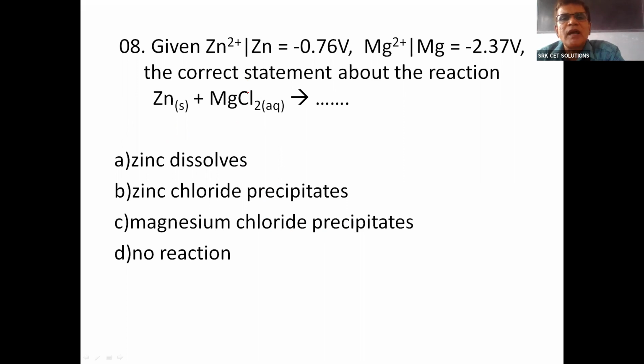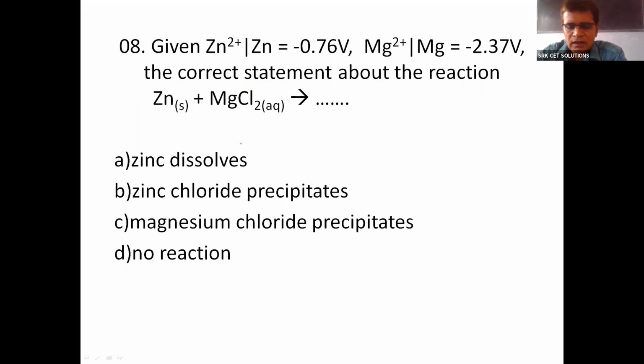Compare the SRP values. The least SRP, the least standard reduction potential, means the tendency for reduction is very less. Mg becoming Mg+2 has more tendency. The tendency for Mg+2 becoming Mg is less. Then Mg tries to remain as Mg+2 only, and that means zinc remains as zinc. There is no reaction.